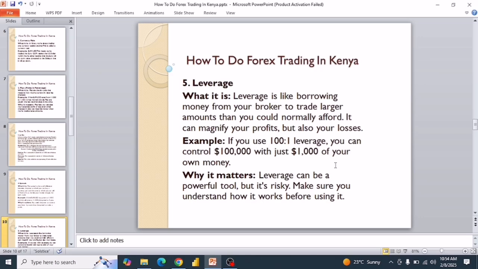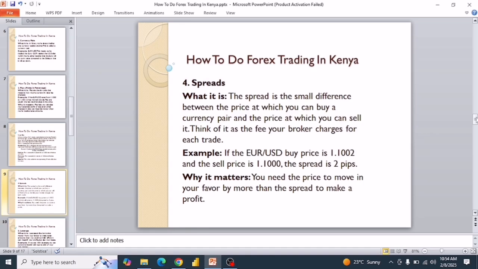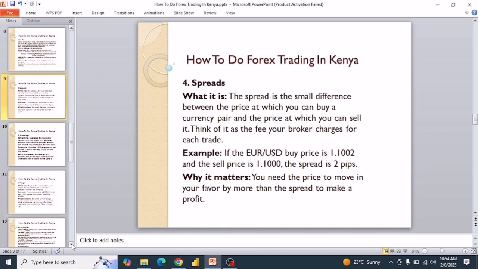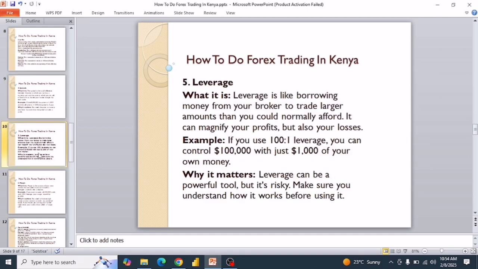So you need to deposit $1,000. So in case you want to trade with the standard lot, then you need a leverage of 100 to 1 if you are depositing $1,000. So for mini lot, you just deposit $100 if you are using a mini lot. You see? So for leverage, I'll also make a video so that you can easily understand.